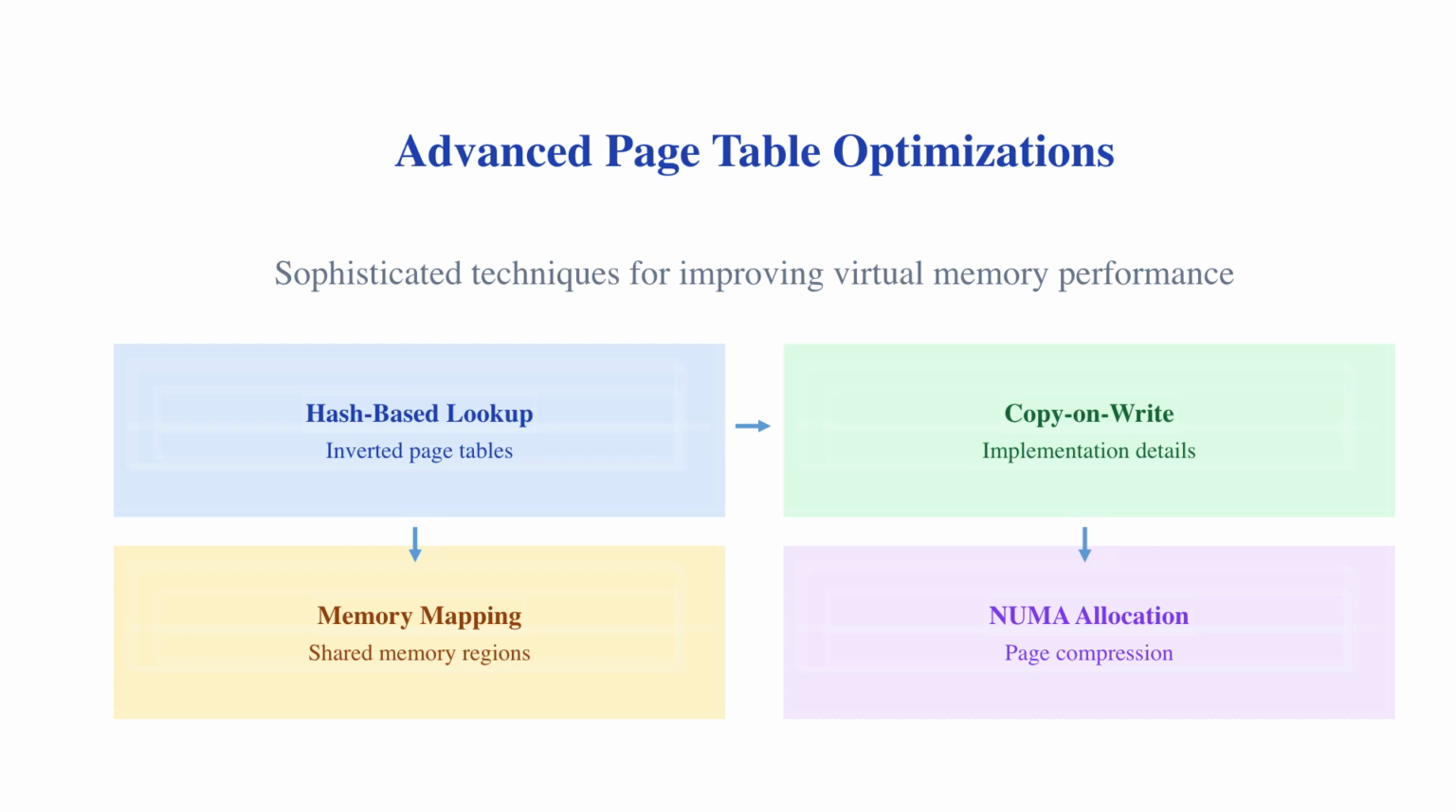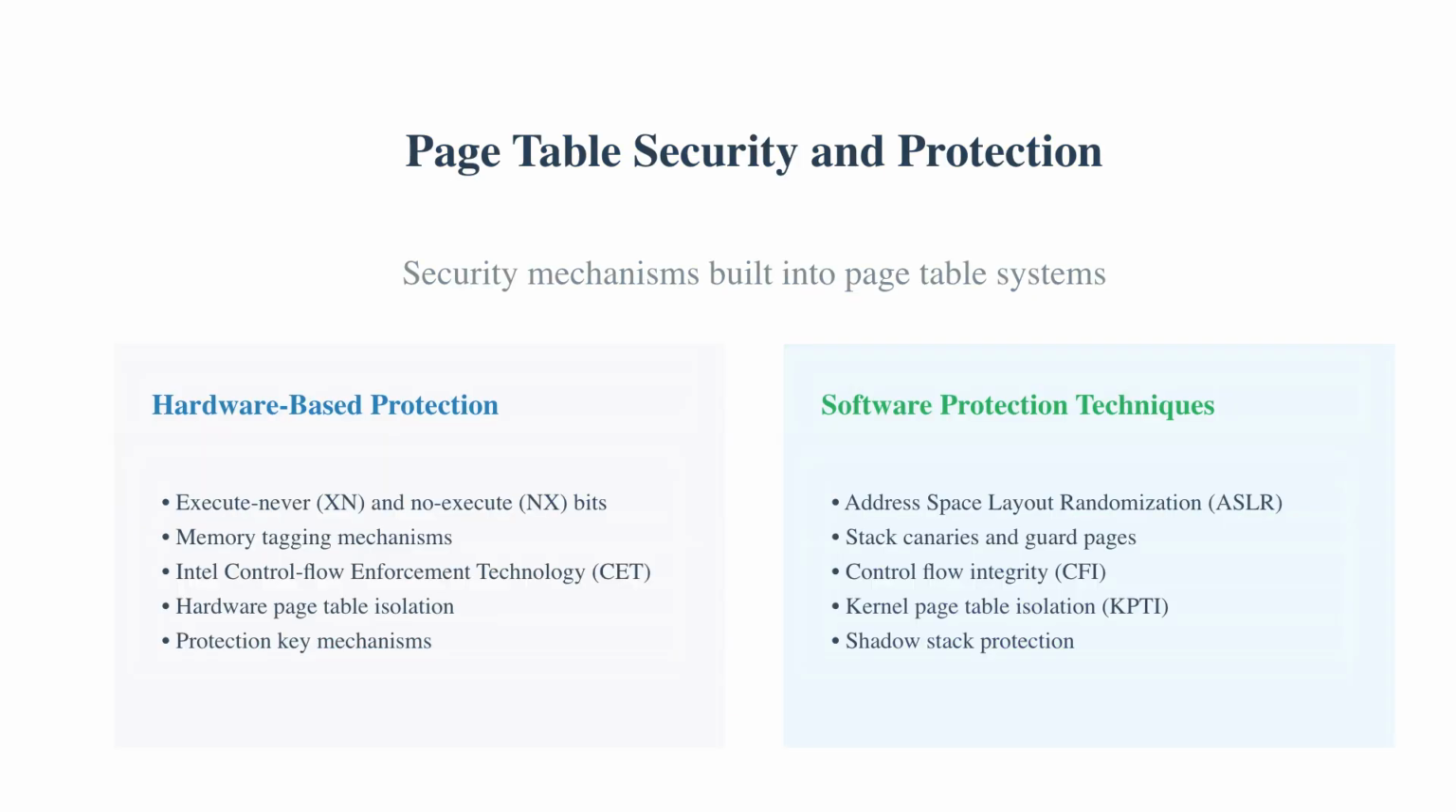First, let's examine inverted page tables with hash-based lookup. Unlike traditional page tables that map virtual addresses to physical addresses, inverted page tables work backwards. They're indexed by physical page frames and contain the virtual address information. This approach significantly reduces memory overhead, especially in systems with large virtual address spaces.